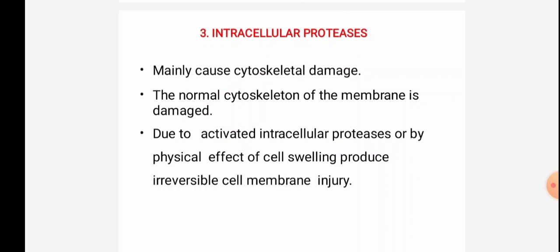The next process is the activation of intracellular proteases. It mainly causes cytoskeletal damage. The normal cytoskeleton of the membrane is damaged due to the activation of intracellular proteases and by the physical effect of cell swelling produced due to the irreversible cell membrane injury.